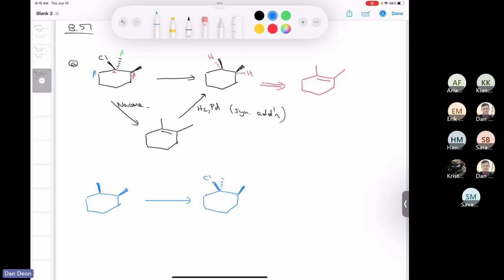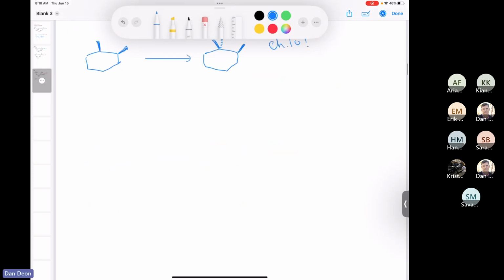Actually, sorry, this one they don't ask us to do the reverse. Let me check the question. Oh, they only ask us to do it one way. Well, in this one, we don't actually know a way to do that. Sorry, I'm getting ahead of myself. This is something actually that we would cover. We'd be able to do this in chapter 10. Okay, so my mistake. They only wanted us to do it in the forward direction.